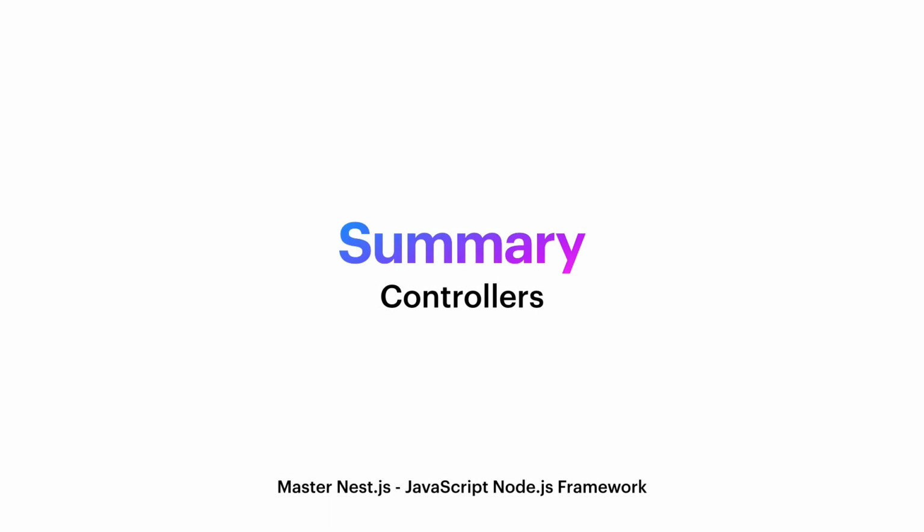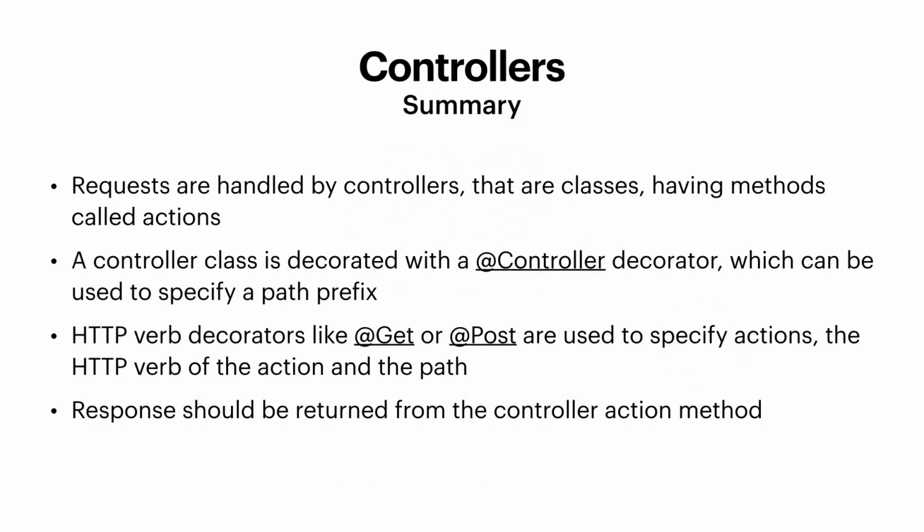So let's sum it up. Requests are handled by controllers that are classes having methods called actions. A controller class is decorated with a controller decorator, which can be used to specify a path prefix. HTTP verb decorators like get or post are used to specify actions, the HTTP verb of the action, and the path. Response should be returned from the controller action method.